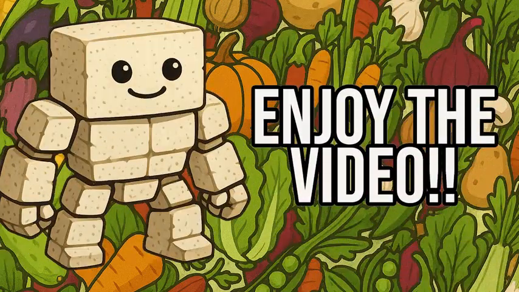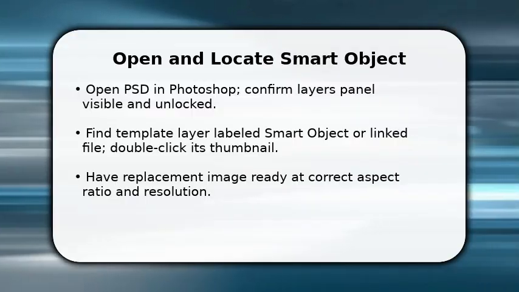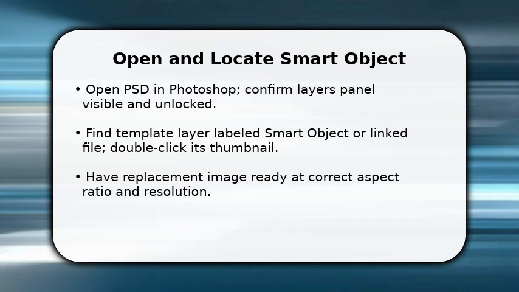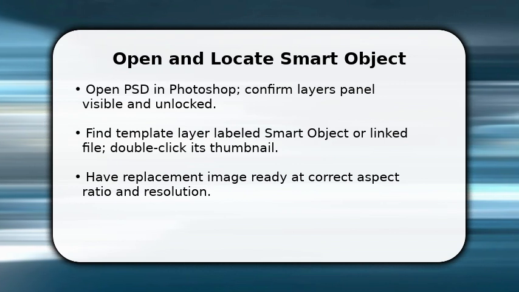Please enjoy the video. You start by opening the PSD and immediately locating the Smart Object layer inside Layers. Double-click that thumbnail to open the embedded document. This is the only editable source that controls the template image. Make sure your replacement image matches the template's aspect ratio and resolution so it fits without distortion.